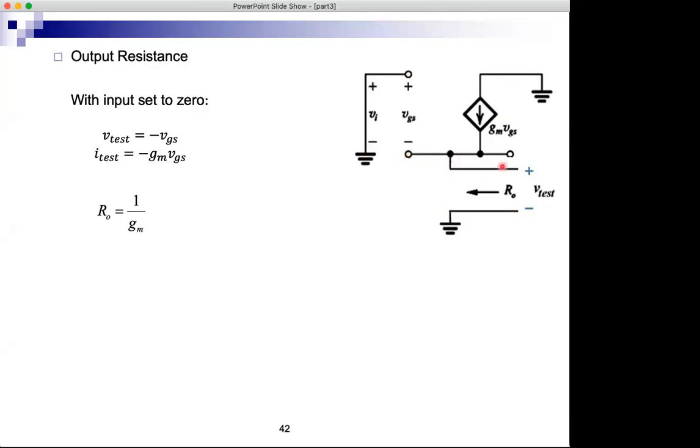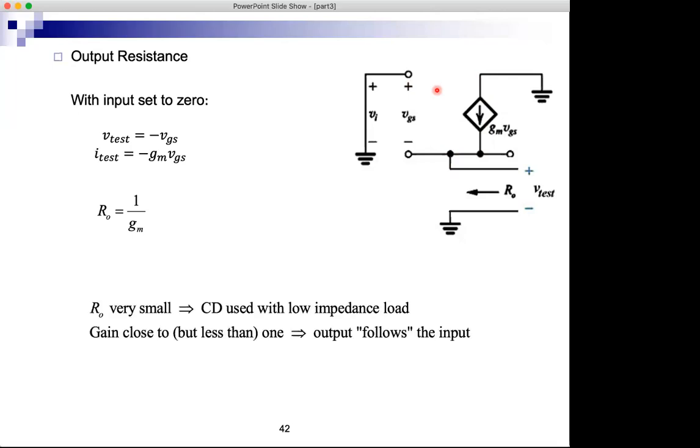And the I test, this current, will only flow here. So it's minus GM VGS. So VTest is minus VGS and I test is minus GM VGS. That makes the output resistance equal to 1 over GM, which is relatively small compared to the output resistance of the common source, which was small RO. 1 over GM is usually much less than small RO.